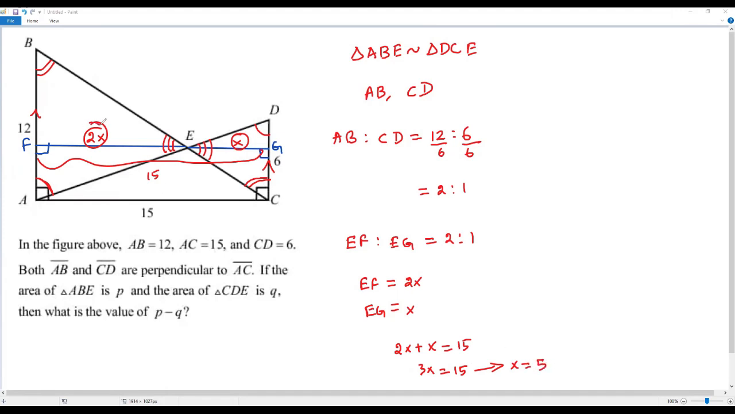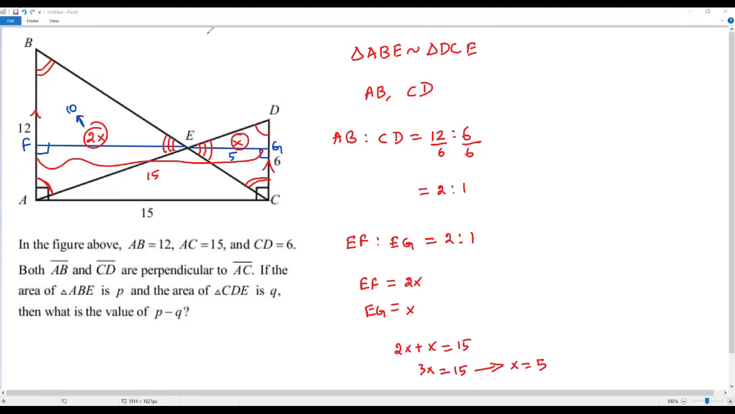When I divide both sides of this equation by 3, I am getting x equals 5. Here when I plug in x equals 5 in this one, 2 times 5 will become 10. So 10 is the height of the triangle ABE. So when I plug in x equals 5 over here, 5 is the height of this triangle CDE. Now we have the base and height for both the triangles.